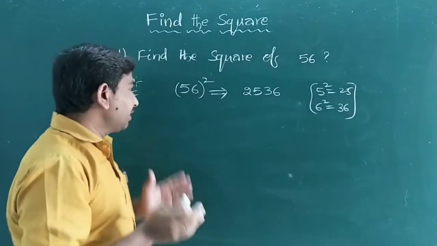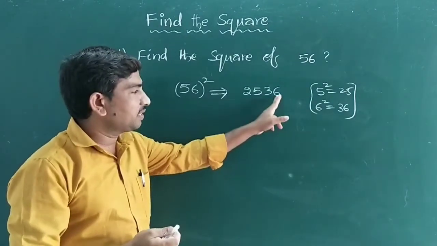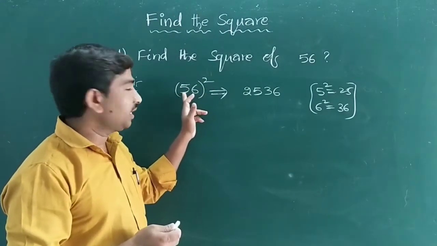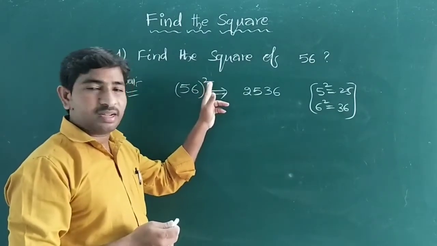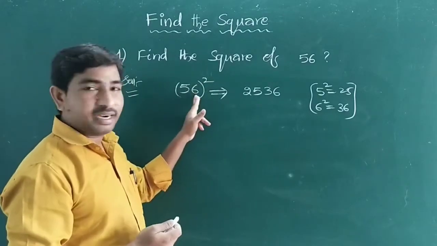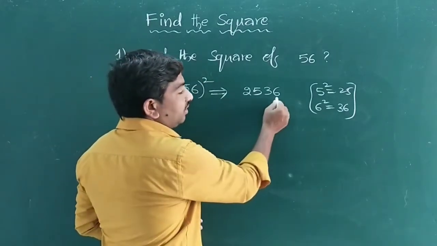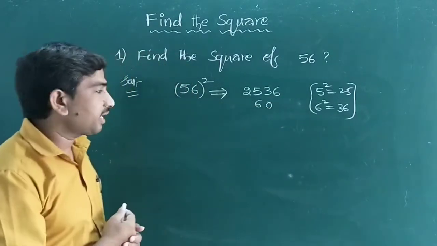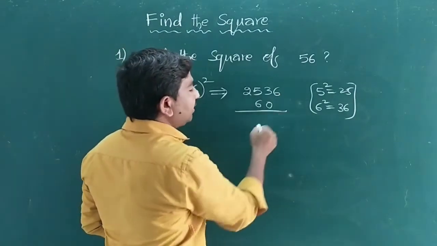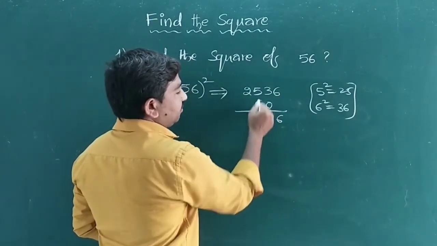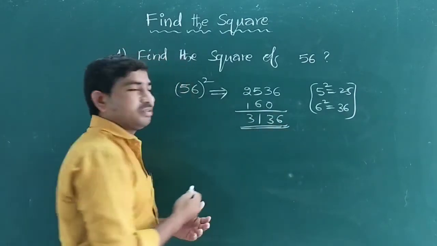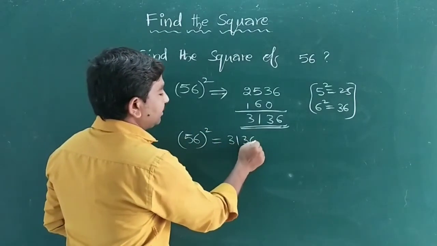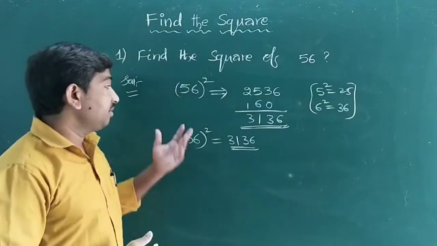And now the next step, leave the unit place digit. Multiply these two: 5 6s are 30, and with the power also, 2 times, it is 60. Leave the unit place digit here and write 0 and 6, so 60 is written from the tens place onwards. Now add these two, what will you get? 6, 3, 5, 6, 11 and 3. This is the answer. So 56 whole square is equal to 3136. It is very easy and a miracle, right?